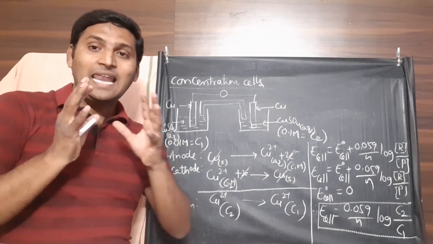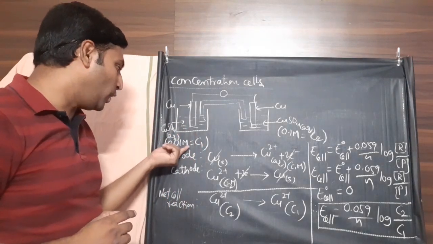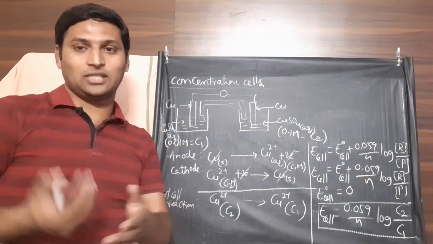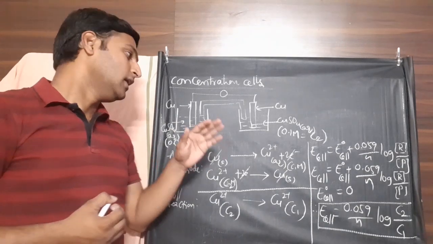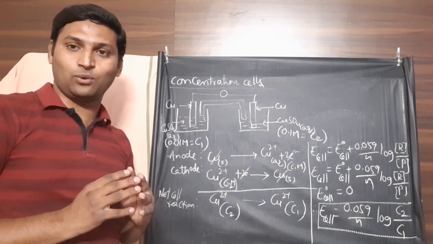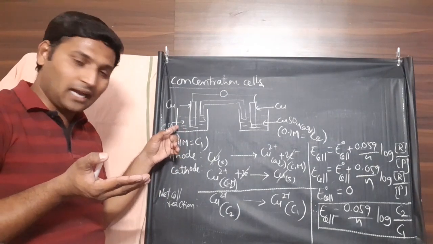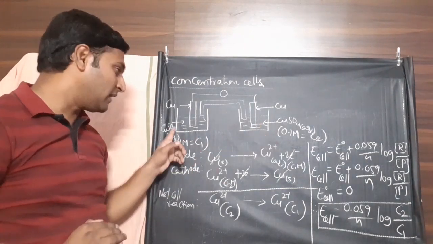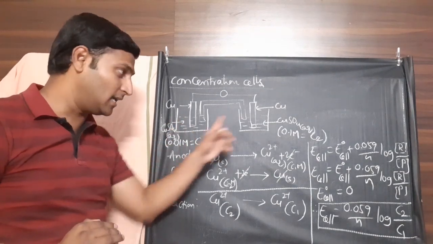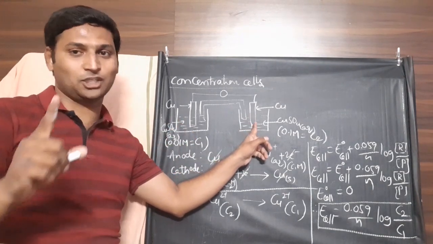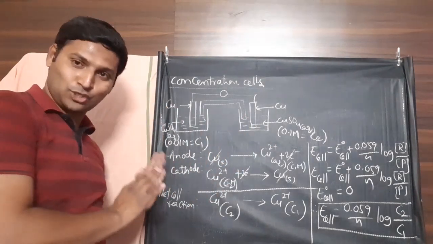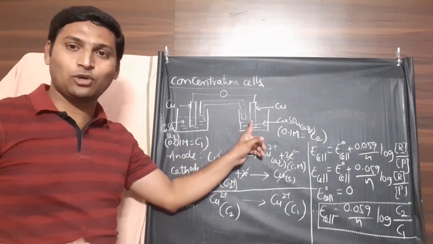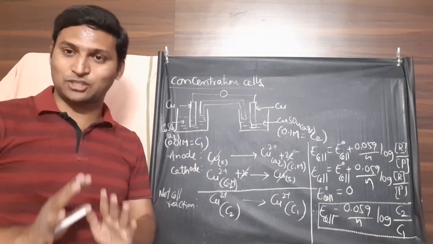Now, let us understand, in this example, I was taking lower concentration at anode and higher concentration at cathode. Is it the same in general? What exactly should happen? Here I have justified on physical grounds that the cation concentration in this solution has to increase, and the cation concentration in this solution has to decrease. For cation concentration to increase, oxidation should occur here. For cation concentration to decrease, reduction should occur here. That means we have already understood that anode must possess lower concentration because oxidation has to occur. Cathode must possess higher concentration because reduction has to occur.